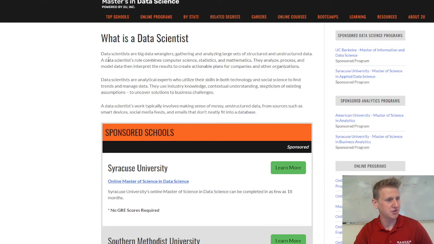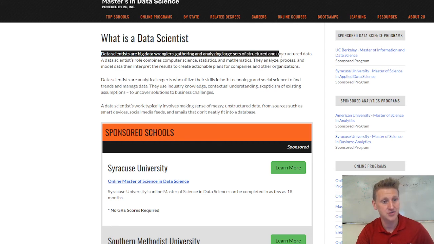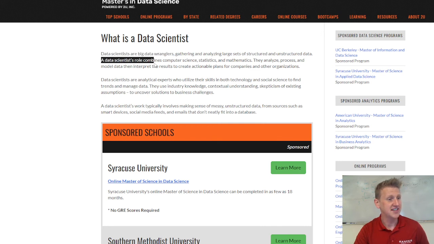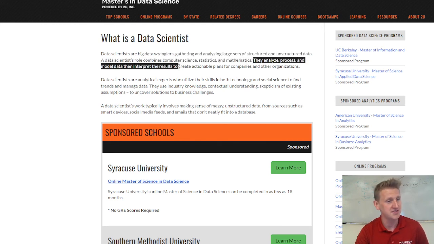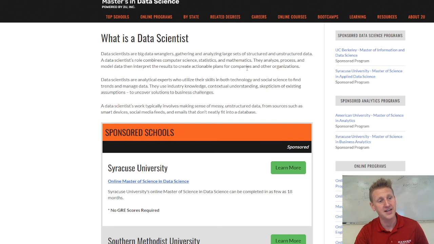Just Google search it real quick. Data scientists are big data wranglers, gathering and analyzing large sets of structured data and unstructured data. A data scientist role combines computer science, what we're learning, statistics, and mathematics. They analyze, process, and model data, then interpret the results to create actionable plans for companies and their organizations.